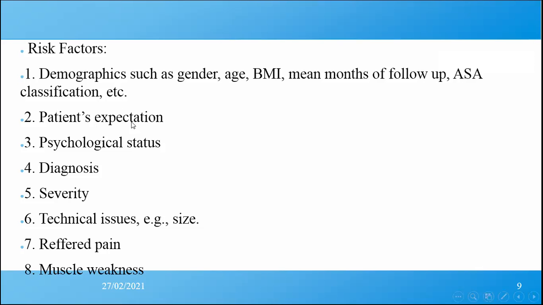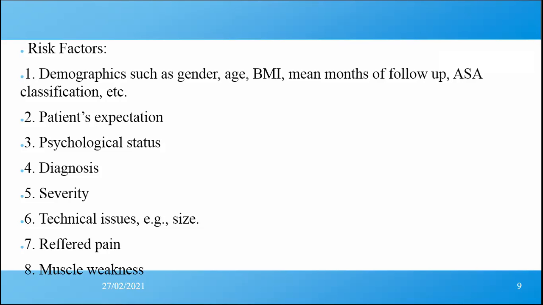Patient's expectation is a very important factor, because if the patient thinks he's going to get rid of the pain 100%, he's going to be in trouble. So this is an important point. Psychological status, with psychological diseases, is another important factor. Diagnosis: inflammatory is usually worse. Severity: the severe, the bad knee is not necessarily going to get the most benefit, as many of us think.